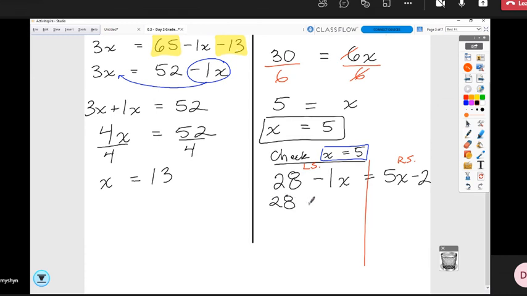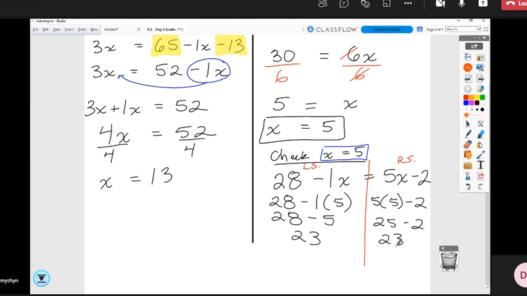28 minus 1 times 5, which is really just 28 minus 5, which is 23. Good. 5 times 5 minus 2, 25 minus 2, and 23. Oh, good. Left side equals right side. And we can have that much more confidence. If we had to hand something in, we're like, yeah, we're good.